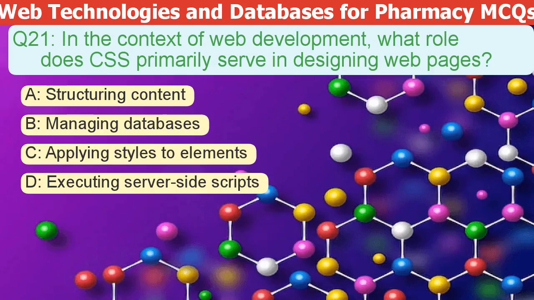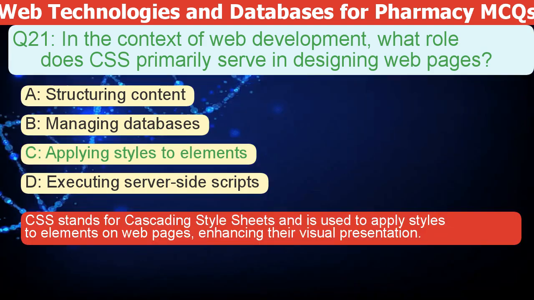In web development, what role does CSS primarily play in designing web pages? A. Structuring content. B. Managing databases. C. Applying styles to elements. D. Executing server-side scripts. The correct answer is C. CSS stands for Cascading Style Sheets and is used to apply styles to elements on web pages, enhancing their visual presentation.